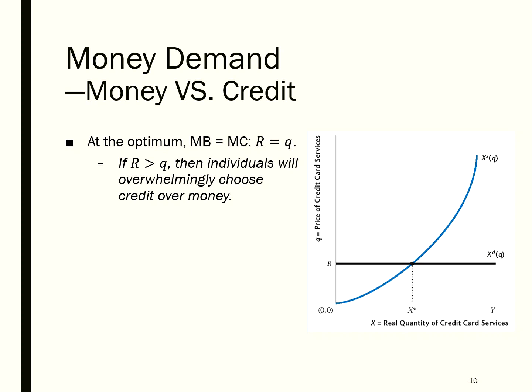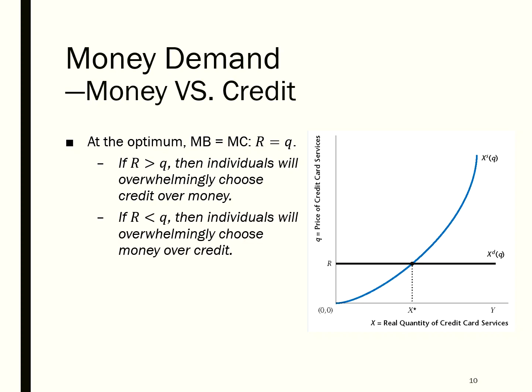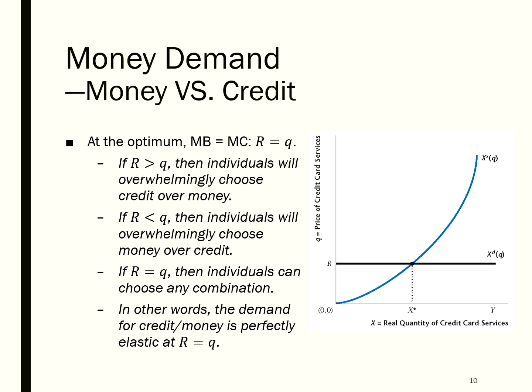So no one is going to use money at all because it is much more costly. And conversely, if R is less than Q, then no one will use credit because credit is too costly to use. Only when Q and R are equal are we in equilibrium. Individuals are indifferent between these two choices. So the demand for credit and the demand for money are actually the same thing. Once you determine the credit, you will determine the demand for money.